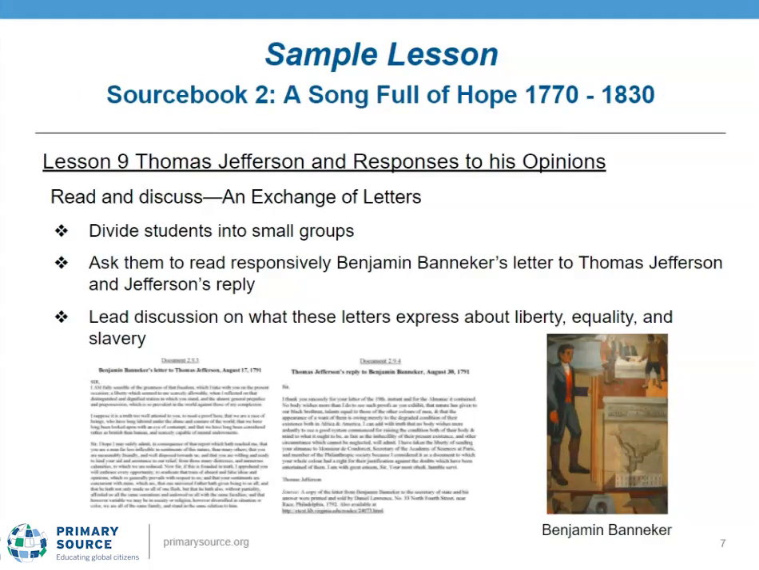Benjamin Banneker, one of the first African Americans to gain distinction in science and mathematics, corresponded with Thomas Jefferson in 1791, challenging Jefferson's belief in the inferiority of Black people. This correspondence inspires students because Banneker speaks truth to power, defending Black people against racial stereotypes, and placing African American agency within the context of well-known figures like Thomas Jefferson.